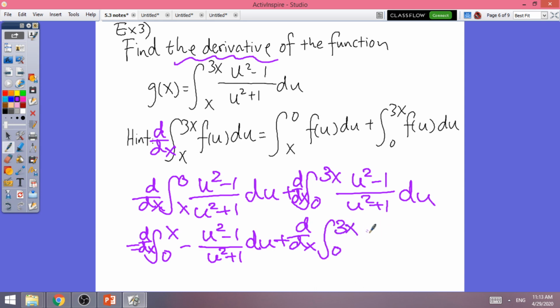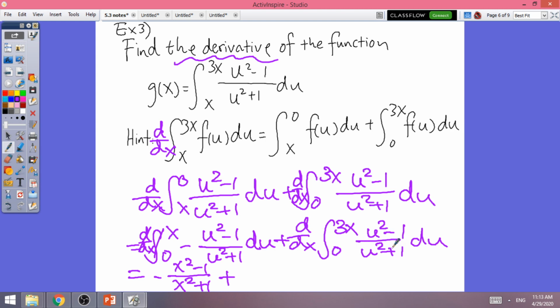And we do have a new function for the upper bound, so that means we're going to use the chain rule. This one is written as u squared minus 1, the same integrand. Now the integral got canceled, so this one just replaces u by x. We get negative x squared minus 1 over x squared plus 1. But don't forget, derivative of x, which is 1, so multiply the same thing. It's just the original rational function.